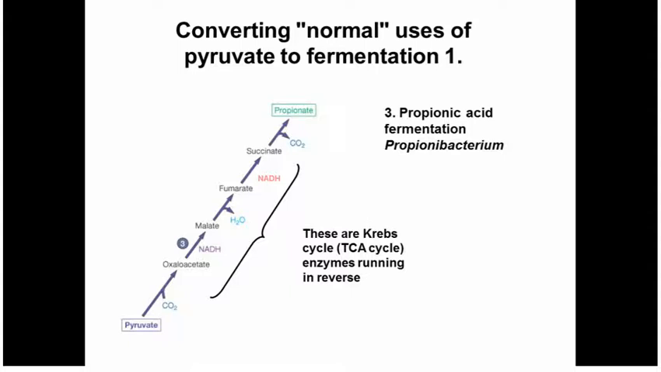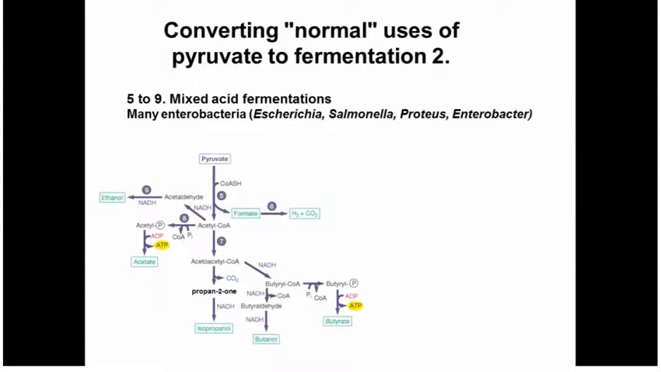So, Propionibacterium, propionic acid fermentation. And then another example of this is mixed acid fermentations, which are performed by many Enterobacteria. This is, I will admit, a little bit complicated, because you don't have one product, you have a variety of different fermentation products. So, E. coli will do this.